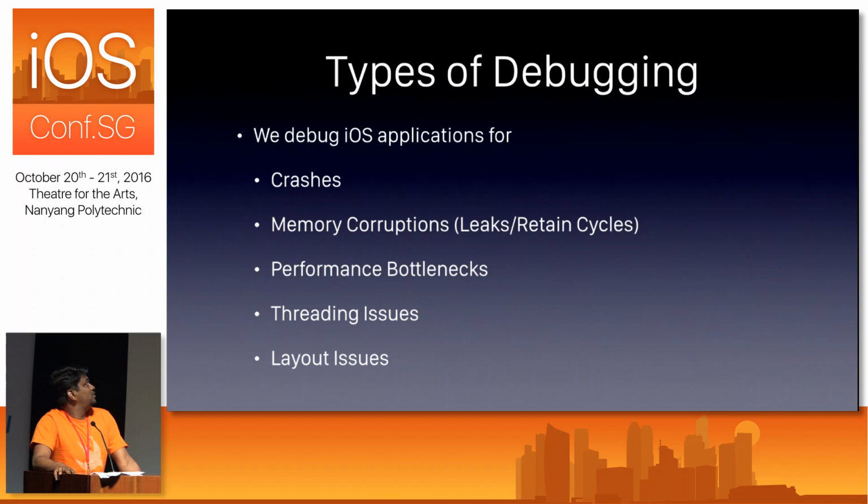Okay. Now, coming to iOS. What kind of debugging do we normally do? When we say debugging, what do we normally do? Get rid of crashes, maybe by looking at TestFlight, crash reporting, Crashlytics, whatever. Memory corruptions, performance bottlenecks. My table view is not scrolling smoothly. My Core Animation is not refreshing at 60 frames per second, something like that. Threading issues and layout issues. I'm not sure if I missed anything. I think this is quite a comprehensive list of what we normally do when we say debugging, right?